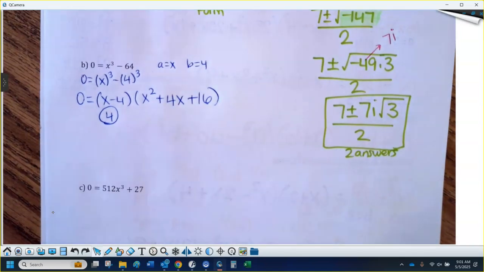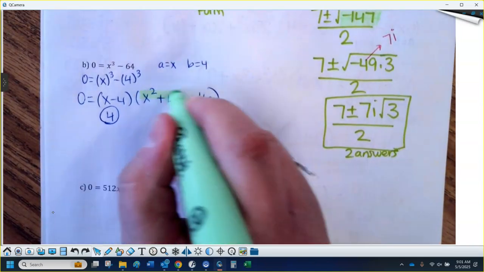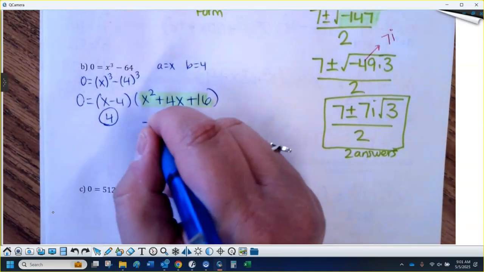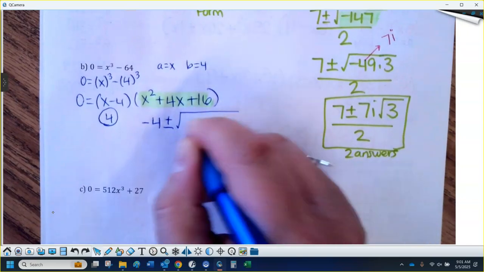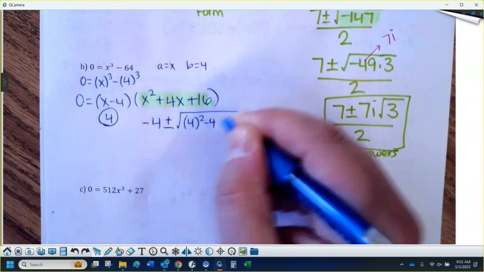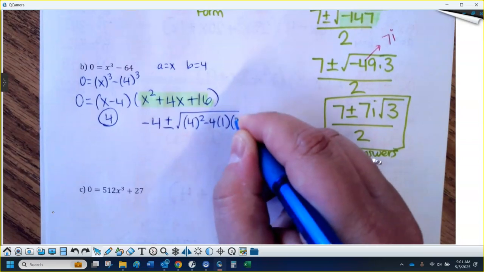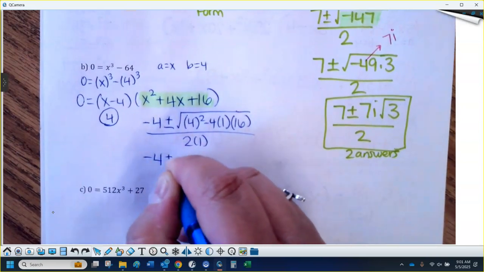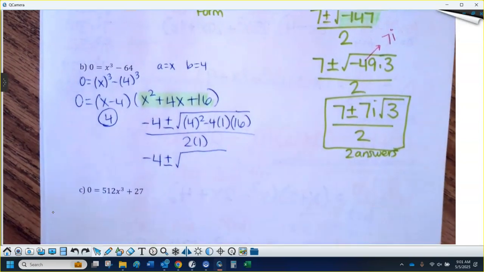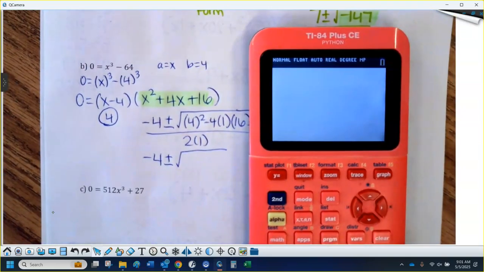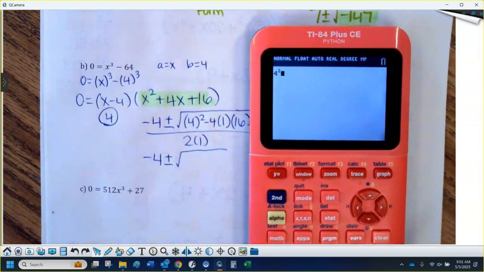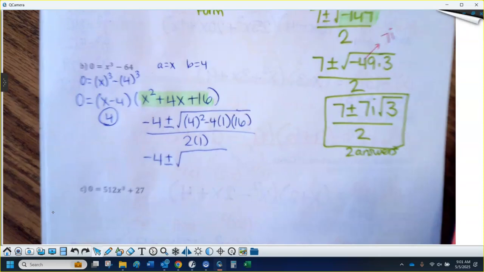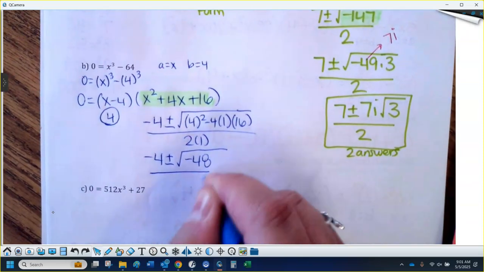The second one's the tricky part. We got to do the quadratic formula on this guy right here. All right, so I'm going to do opposite of b, which would be negative 4, plus or minus square root. b is 4 squared minus 4 times a value is 1. c value is 16 for that quadratic, all over 2a. Negative 4 plus or minus. All right, I'm going to just grab my calculator real quick. I promise whatever this is, though, is divisible by 3 in a perfect square. It's 4 squared minus 4 times 1 times 16, which is negative 48, over 2.